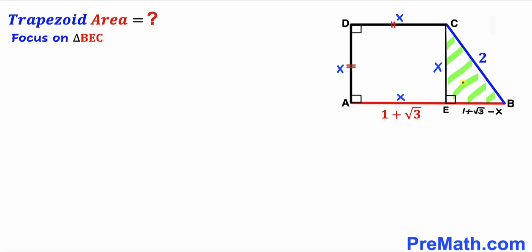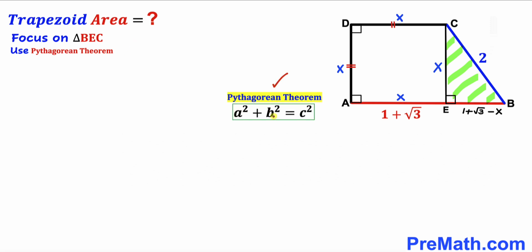Now let's focus on this right triangle BEC, and we are going to apply the Pythagorean theorem on this triangle. Here's our Pythagorean theorem: a square plus b square equals c square. In our case, our hypotenuse is 2, and our two other legs are x and 1 plus square root of 3 minus x. So let's fill in the blanks in this Pythagorean formula. We got x square plus (1 plus square root of 3 minus x) whole square equals 2 square.